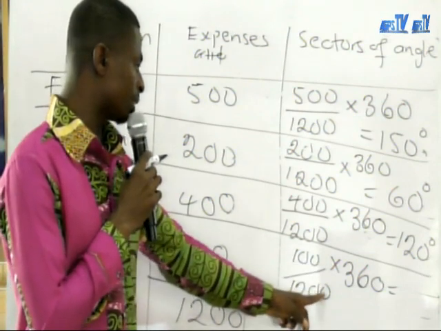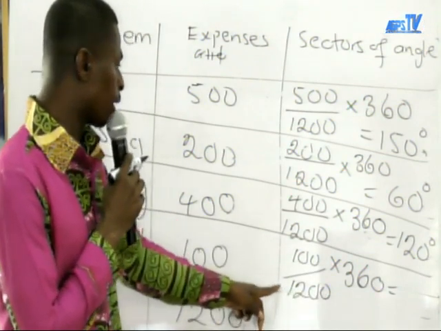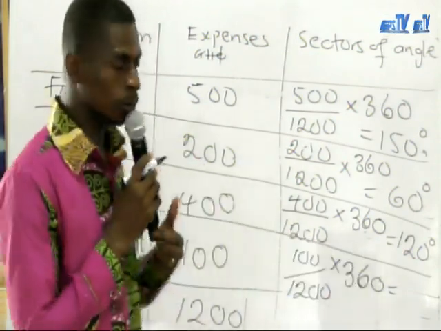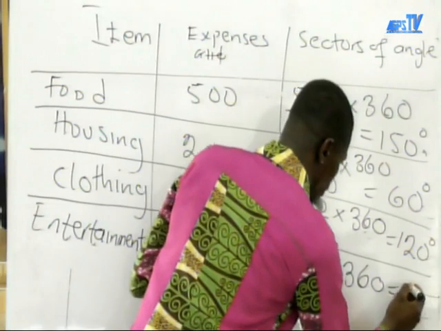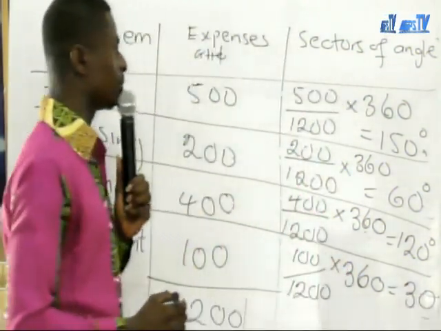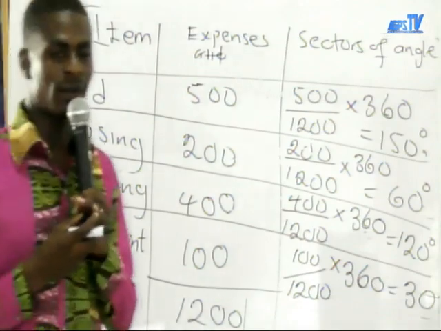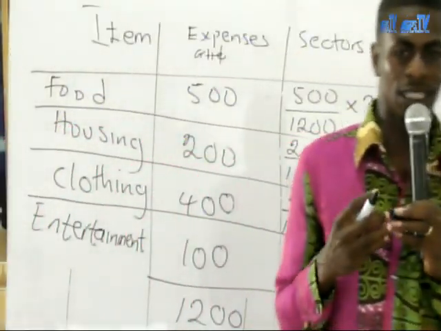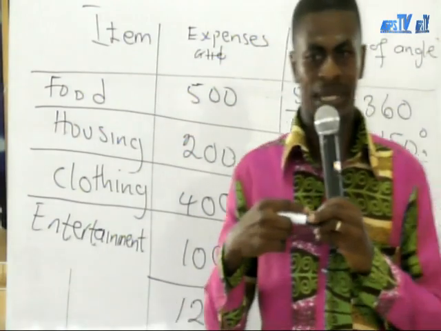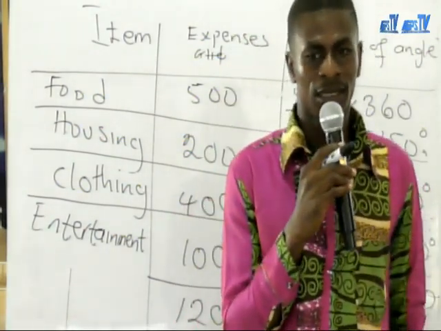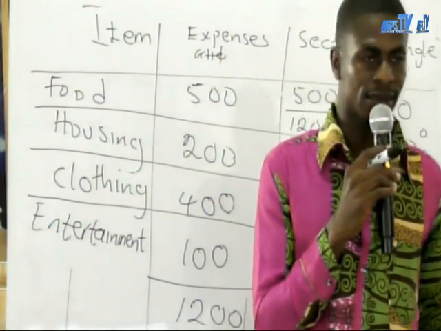These 2 zeros cancel these 2 zeros. 12 will go into 36, 3. We add our 0, so we have our 30. So we put our 30 there. Now, for us to be sure that we have gotten all the sectors of angles correct, the basic evidence is to add all your sectors of angle and see to it that they are 360.